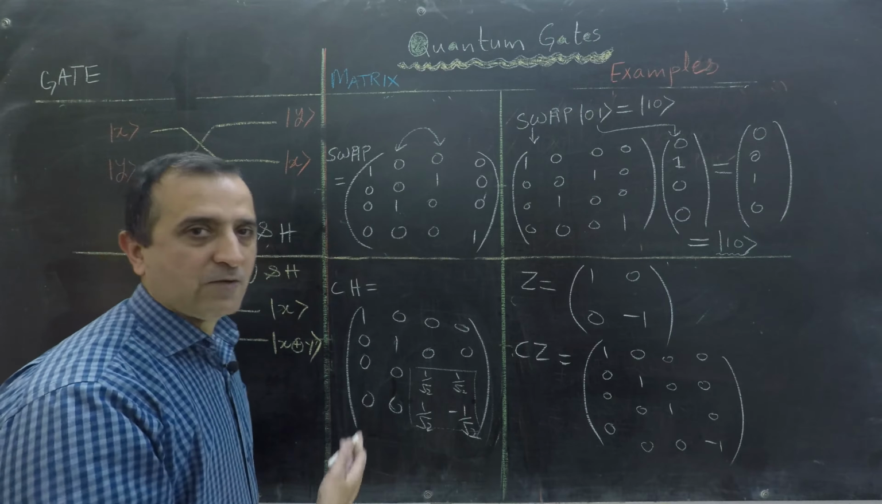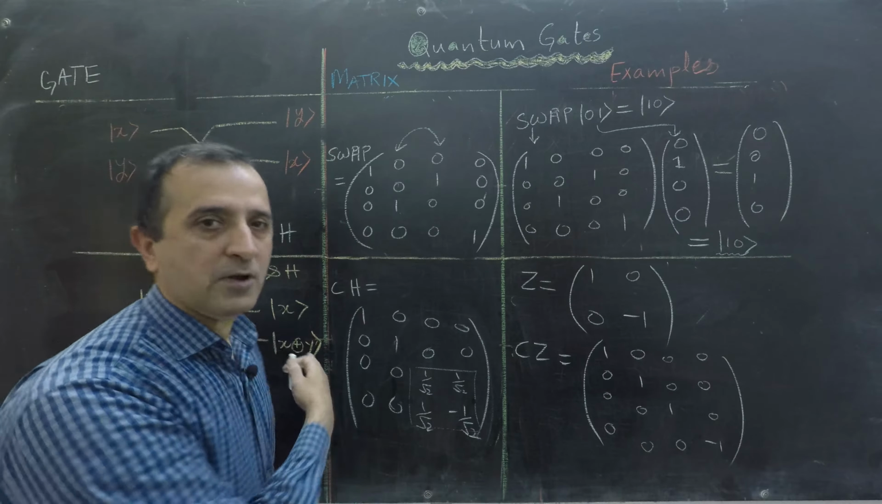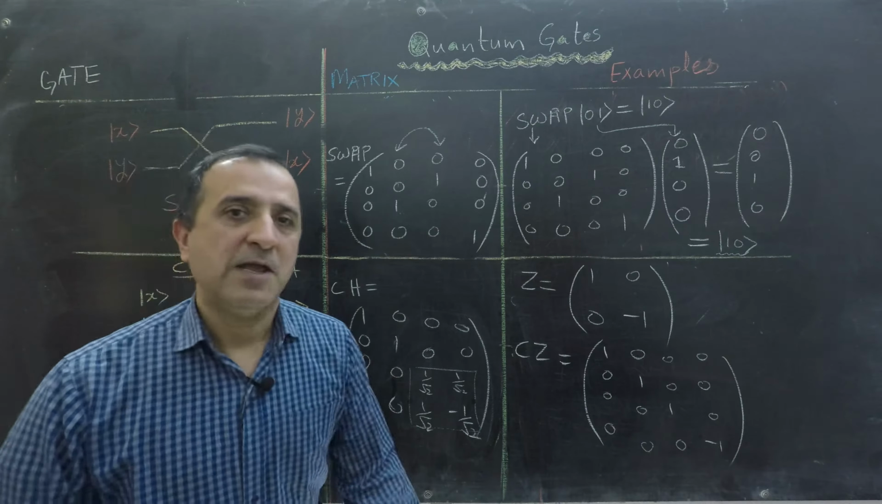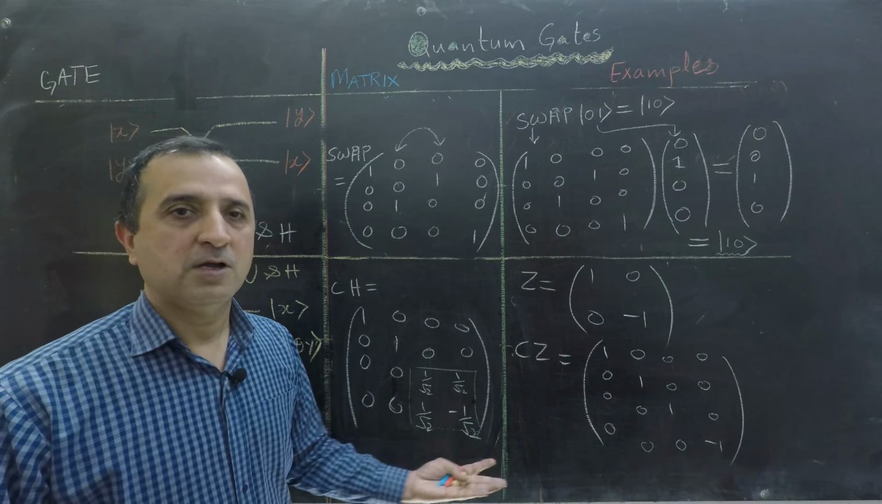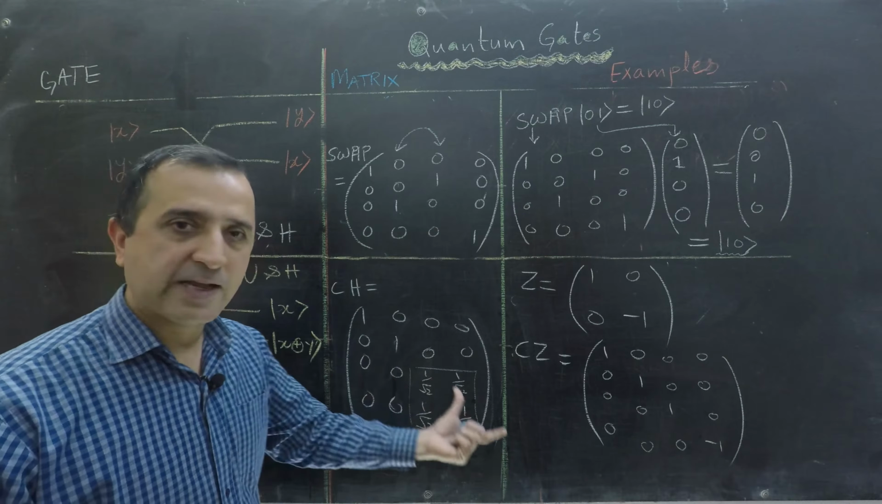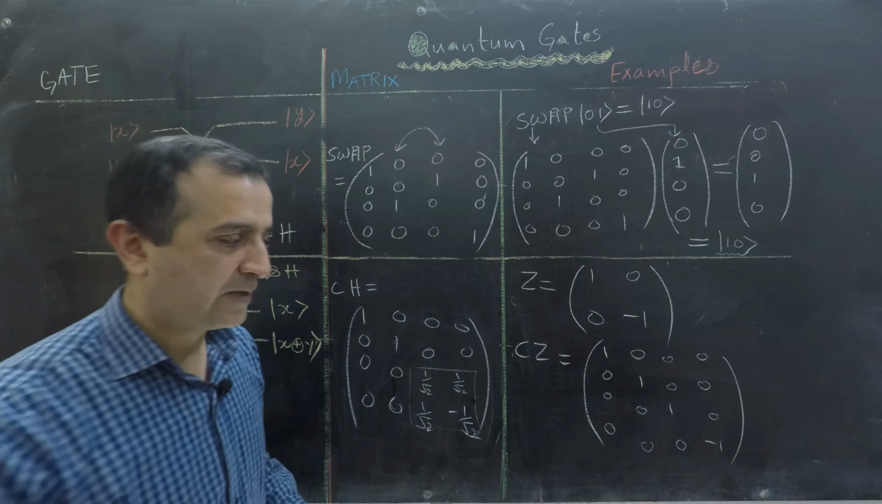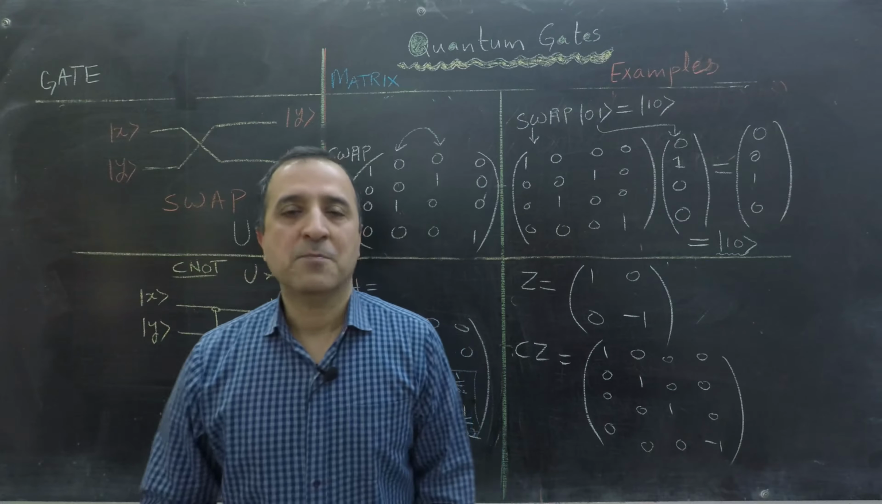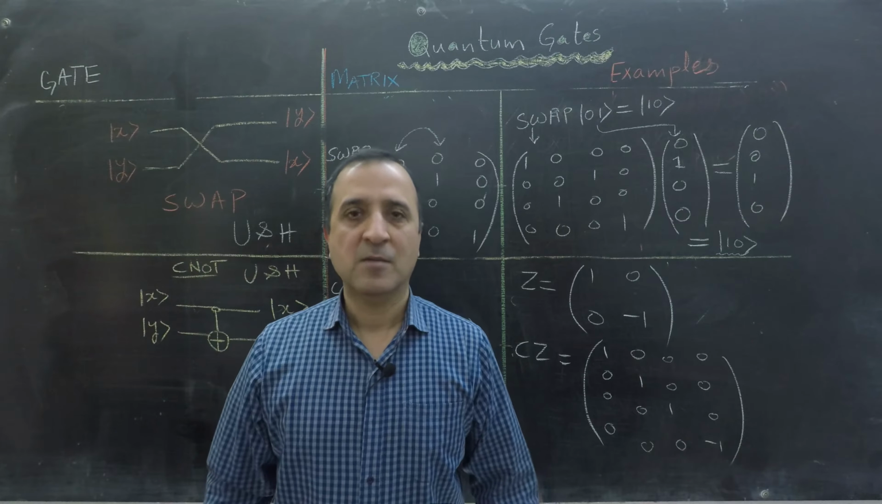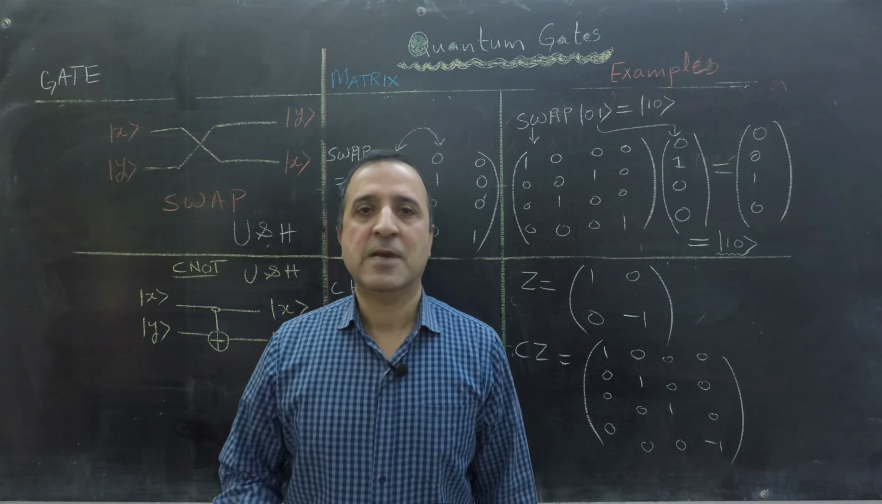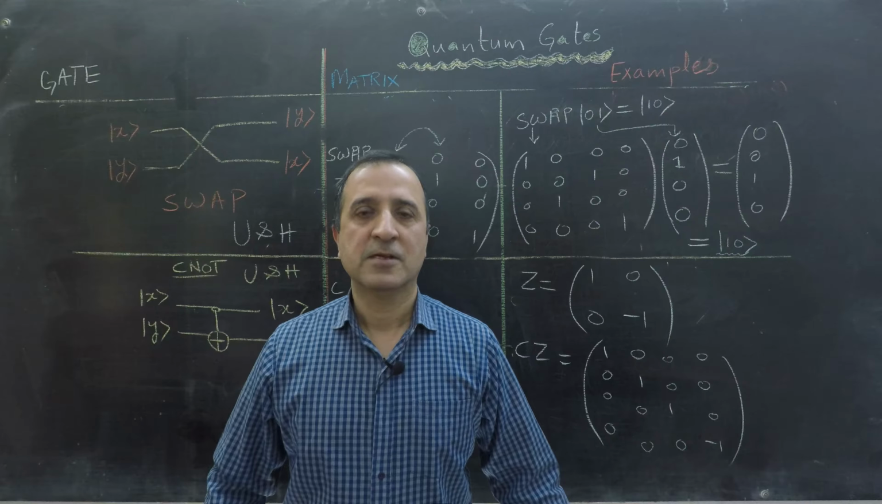So we have learned the swap 2-qubit gate, and we can make many controlled 2-qubit gates using this trick, and one of those gates is the CNOT gate, for which we have a separate video. Although there are many other quantum gates, I think for this video these many gates will be sufficient. See you in the next video.